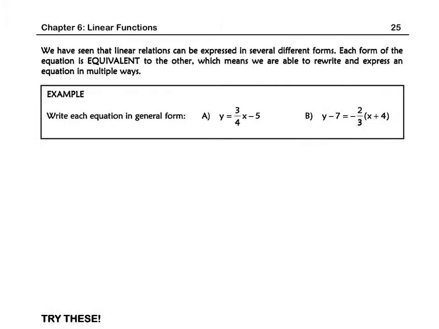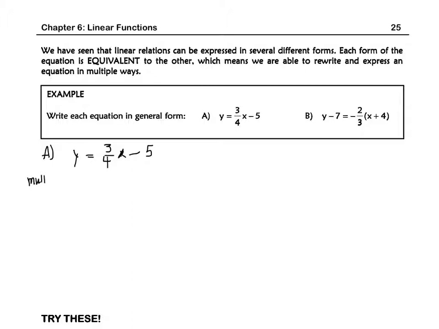Okay, so now we're going to learn how to change from one form of the equation to the other. The first one is given in slope-intercept form, and we want to change it to general form. General form, if you remember, has no fractions, so that's what we want to get rid of, that fraction. The easiest thing to do here would be to multiply both sides by 4, the denominator.